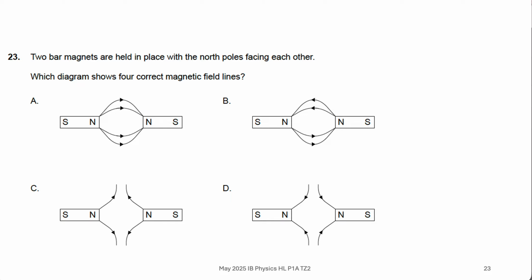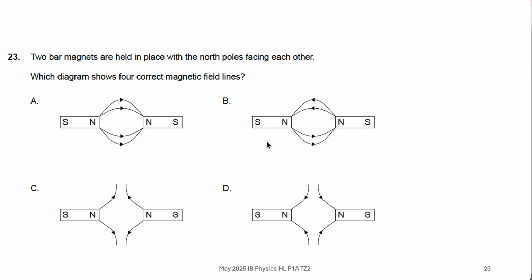Okay, so like I say, I've not seen many questions like this, and I would be honest with you, I'd be delighted to get this one. Okay, we want to know the correct magnetic field lines. We have two magnets, and then we've got north, north, always facing each other here.